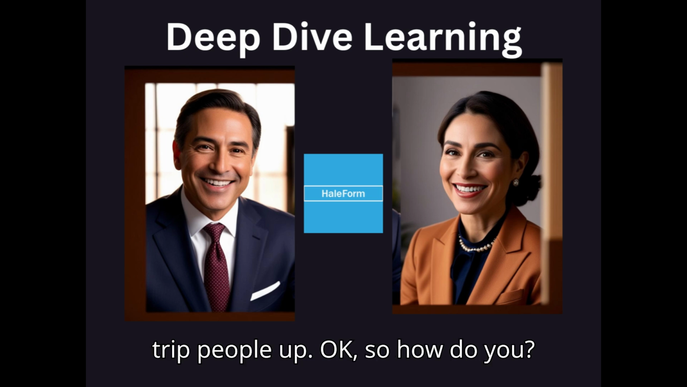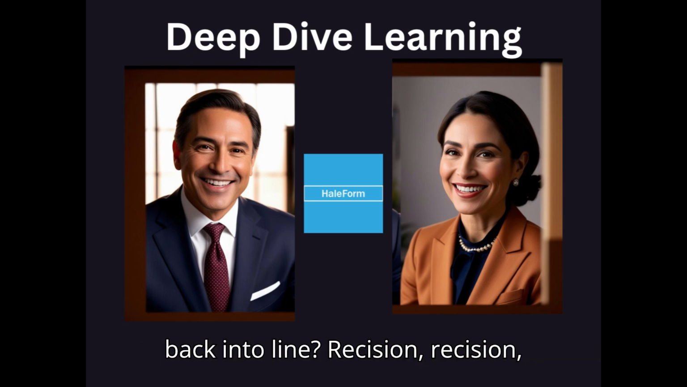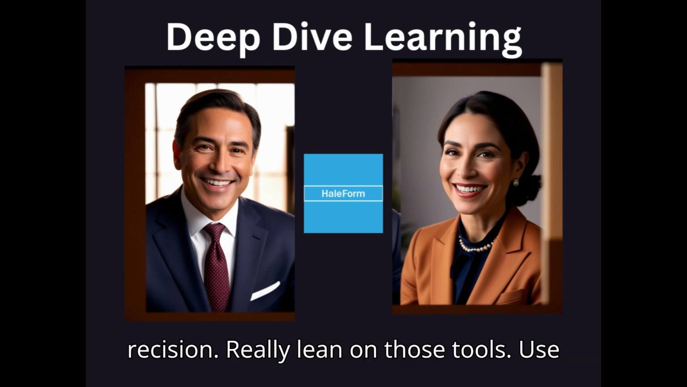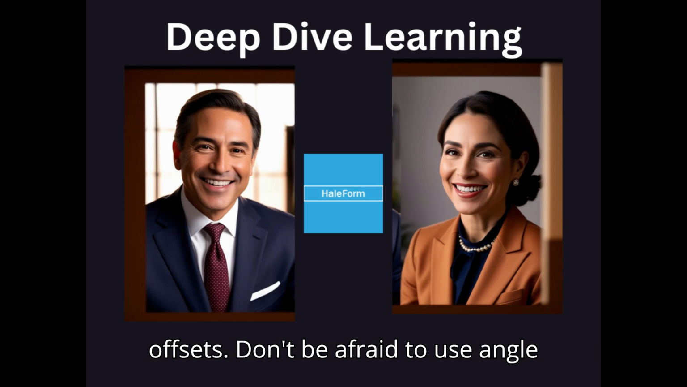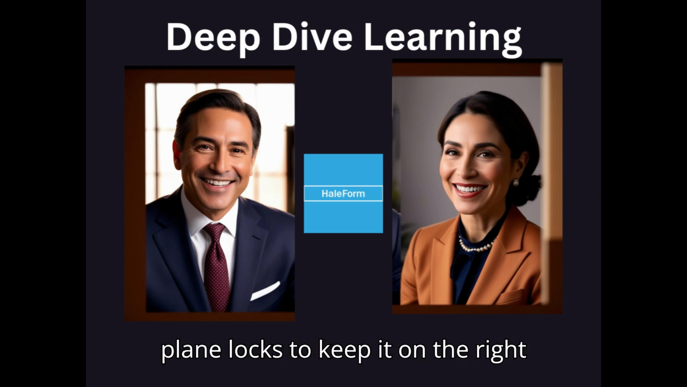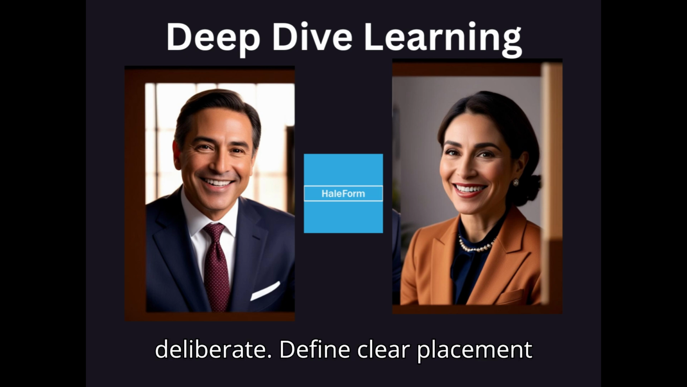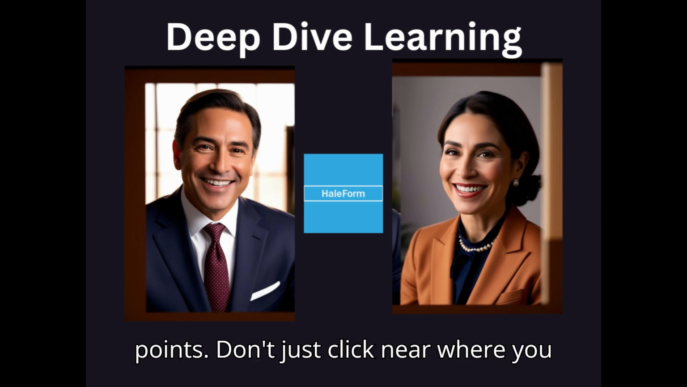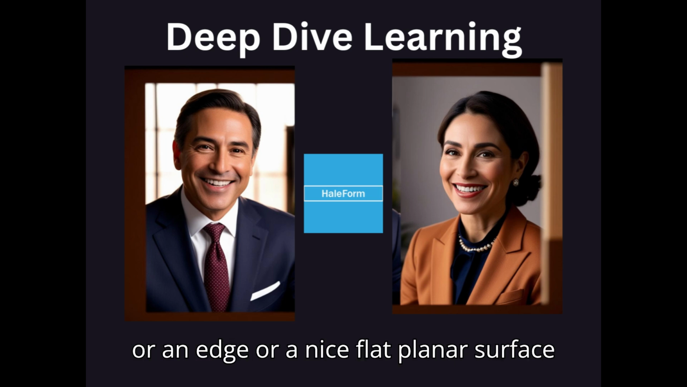Okay, so how do you wrangle these wayward supports back into line? Precision. Really lean on those tools. Use pinpoint when you need exact locations or offsets. Don't be afraid to use angle locks. Maybe lock it to 90 degrees or plane locks to keep it on the right elevation or plane. Be deliberate. Very deliberate. Define clear placement points. Don't just click near where you want it. Actively select a specific point or an edge or a nice flat planar surface if you can.